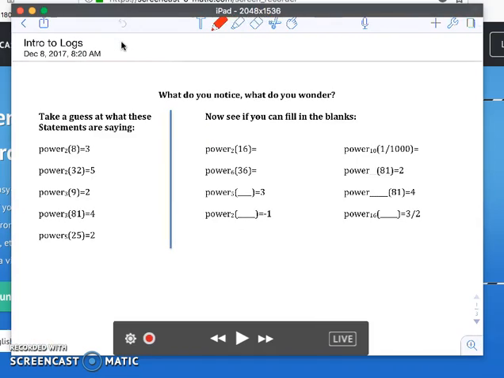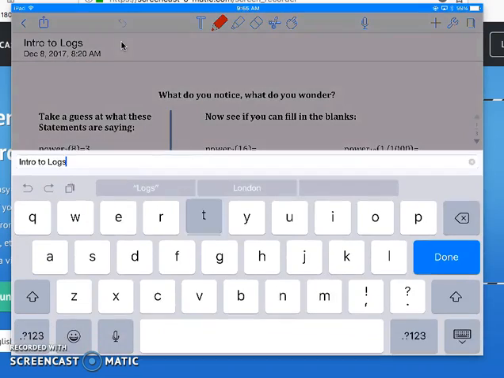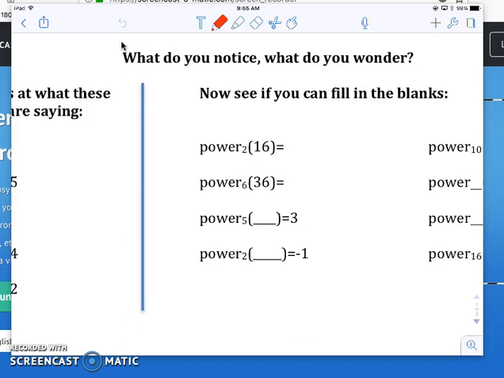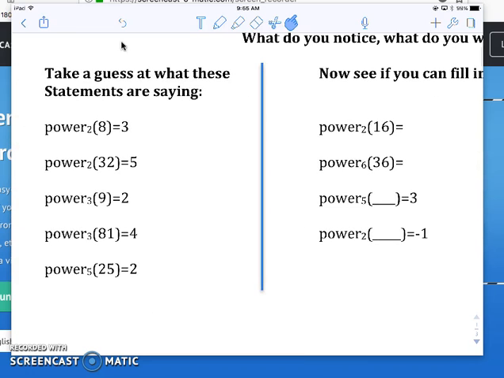Alright, so today we're going to take a look at an introduction to logs. So the first thing I want you to do is take a look at this screen here, pause it, and see if you can notice any of the patterns. Take a look at it for a minute and then turn it back on. Hopefully you've noticed here, this is kind of like an exponent rewritten.